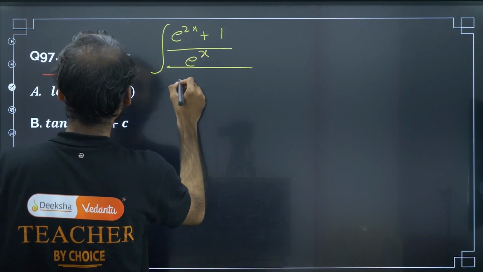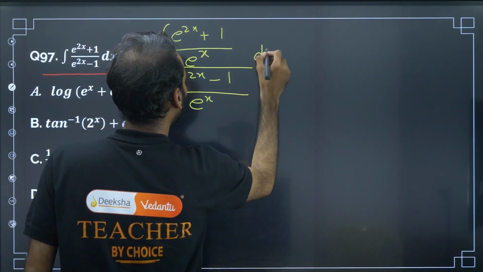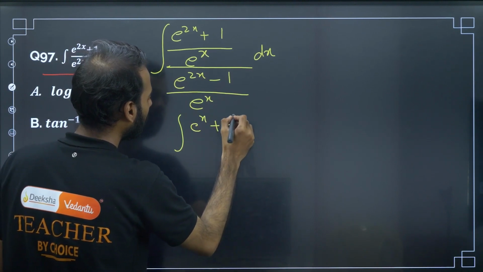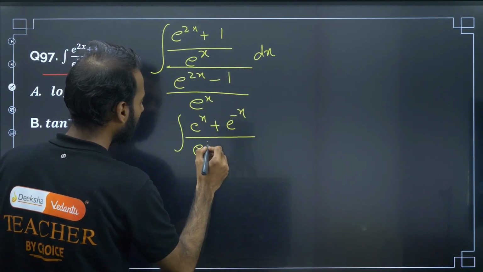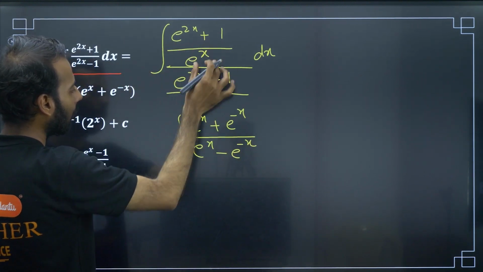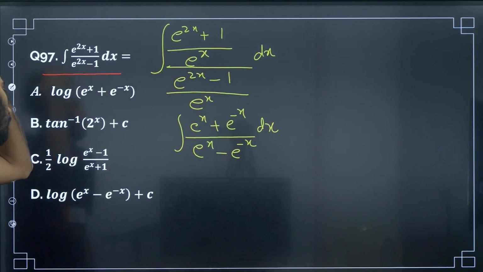Let me divide in the numerator and denominator. In the denominator, this becomes integration of (e raised to x plus e raised to minus x) by (e raised to x minus e raised to minus x). Just this term I am dividing. Next, dx.